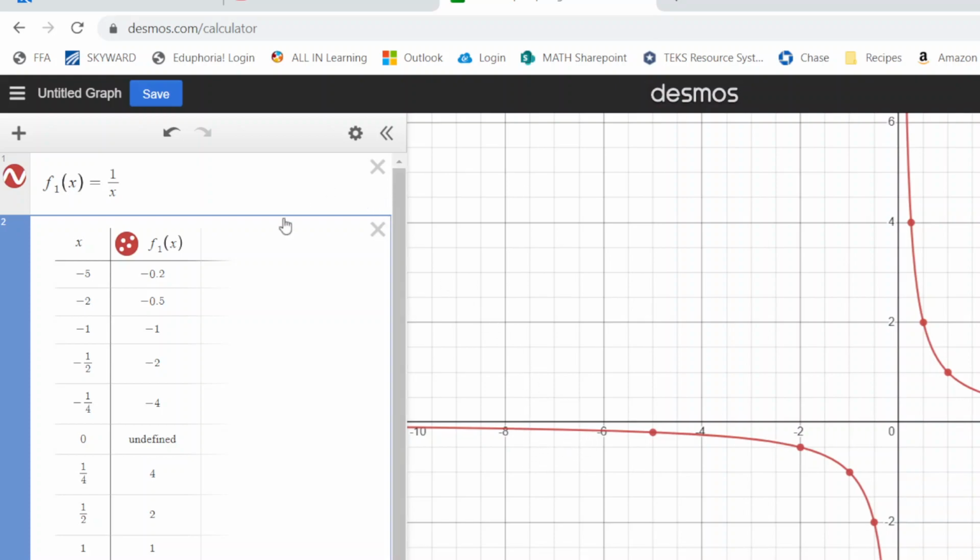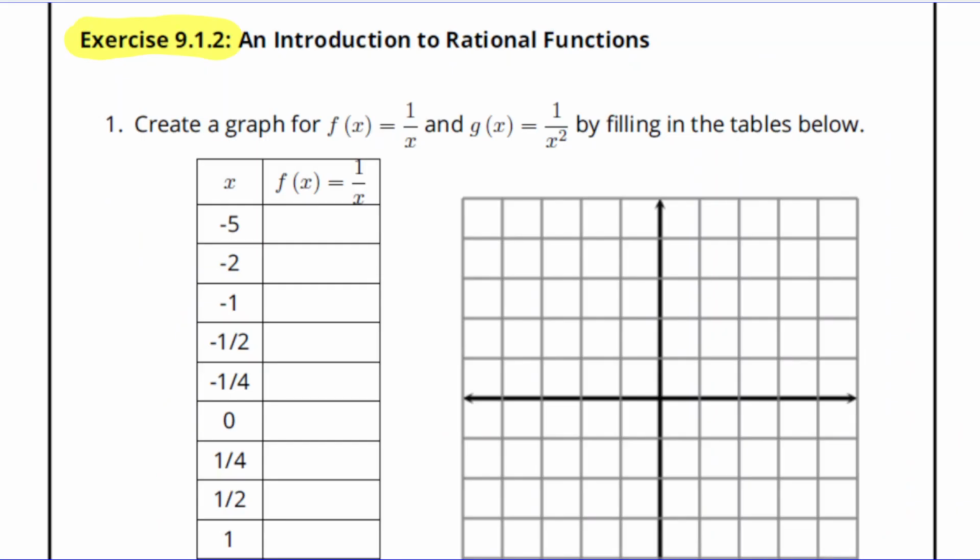So now, fill out that table and graph that. And then we also have g of x equals 1 over x squared.